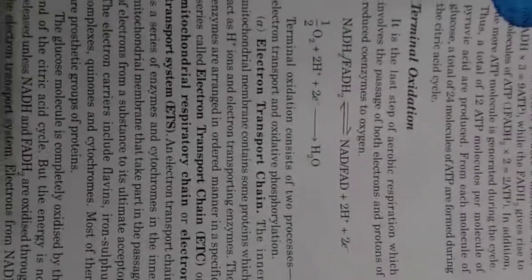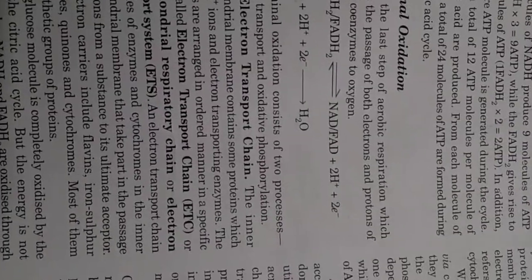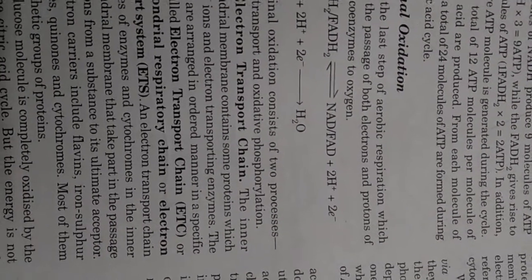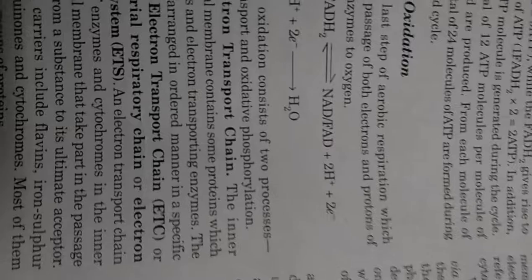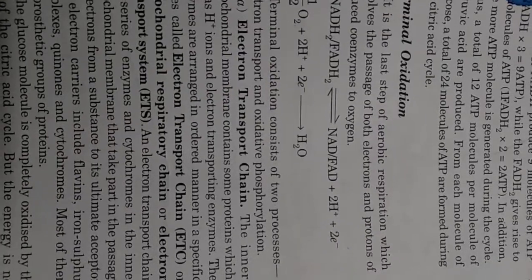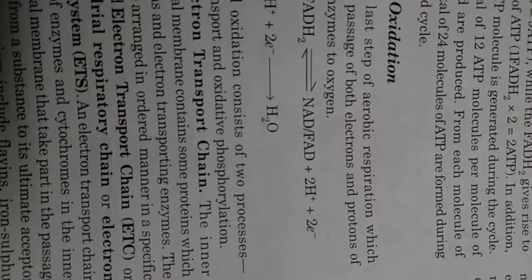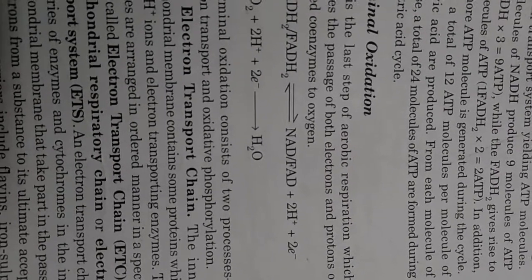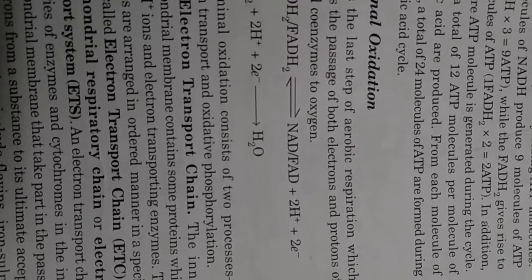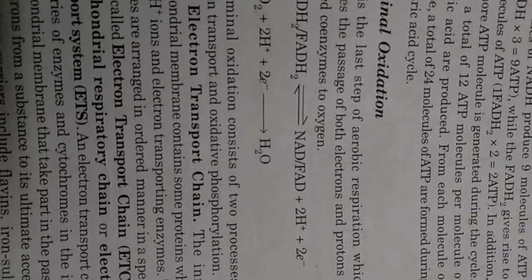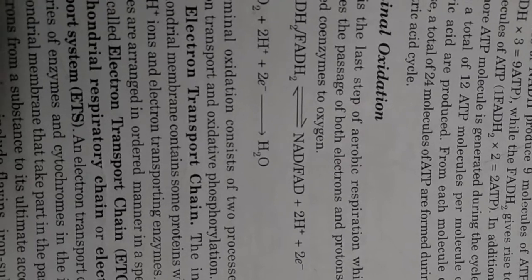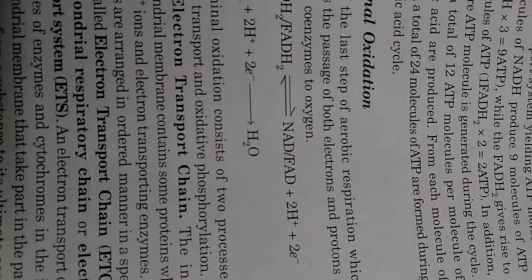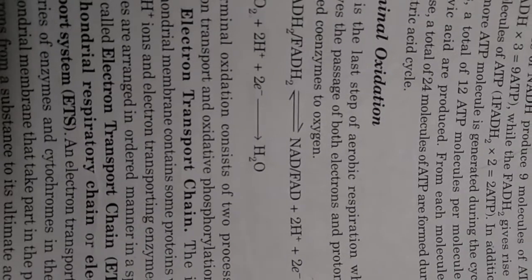Now in respiration, as we all know, there are three steps: glycolysis, Krebs cycle, and electron transport system. By the end of the Krebs cycle, glucose is completely oxidized, but the energy is not yet used since it is trapped in NADH2 and FADH2. That means NADH2 and FADH2 have to be oxidized in order to release the ATP. That release is done in the mitochondria.